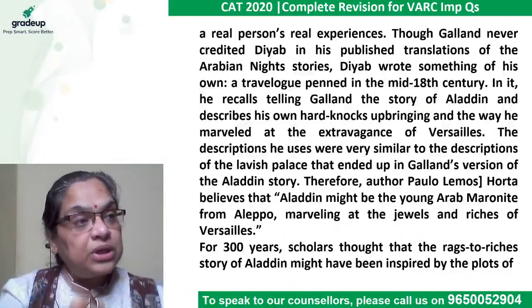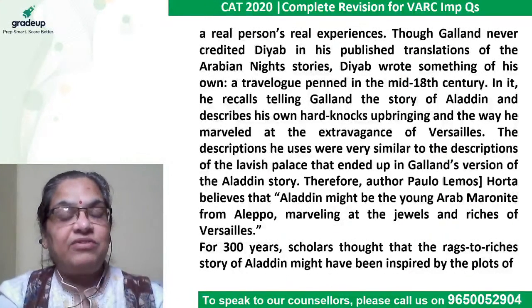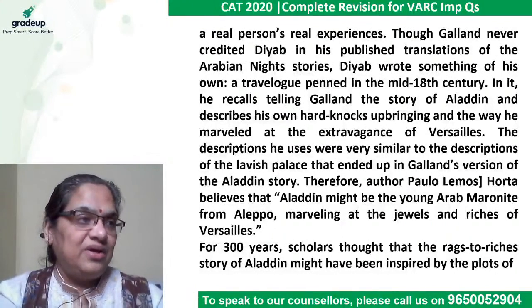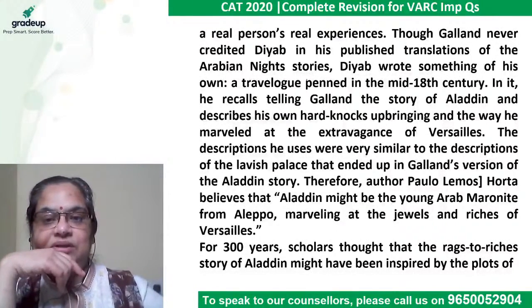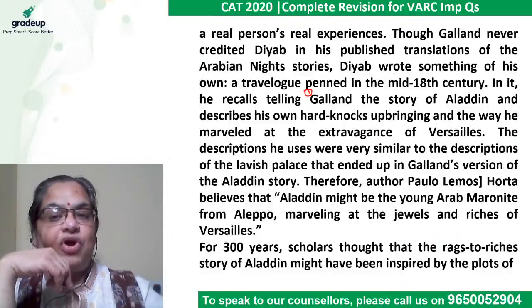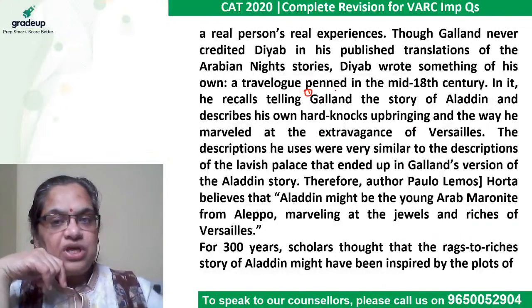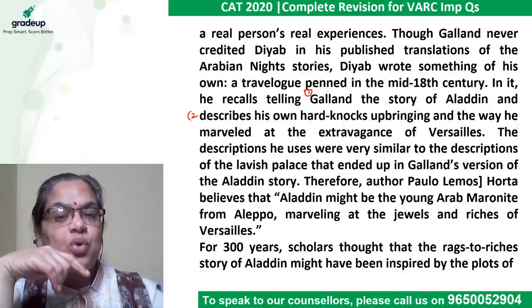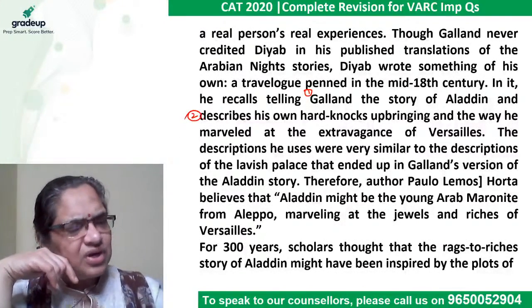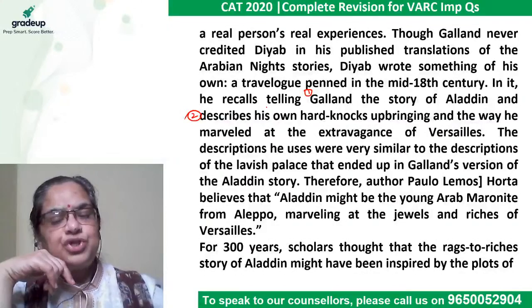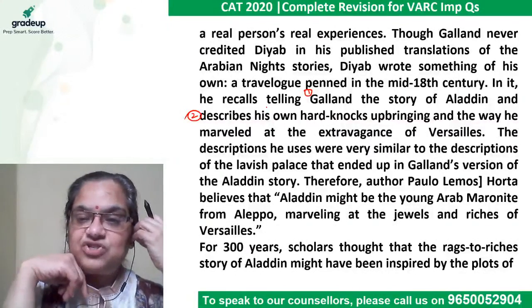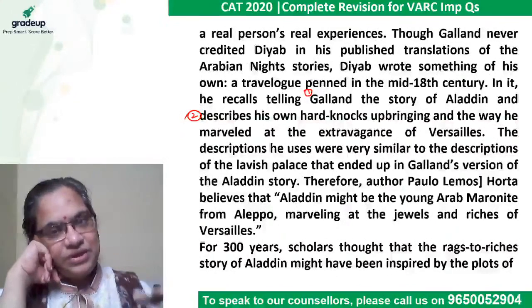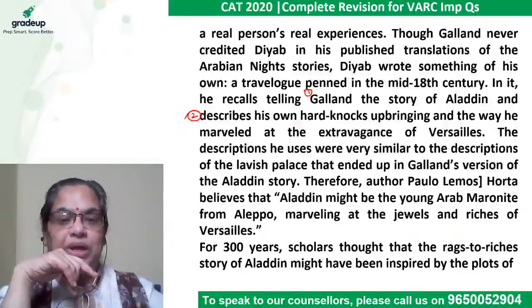But Diab wrote a travelogue, and in that travelogue he writes that he told Galland the story of Aladdin. So Diab wrote in his travelogue that he told the story of Aladdin to Galland. He also describes his own hard knocks upbringing. He struggled a lot in his childhood. So he told of how he suffered and struggled, how he grew up and faced a lot of problems while growing up.